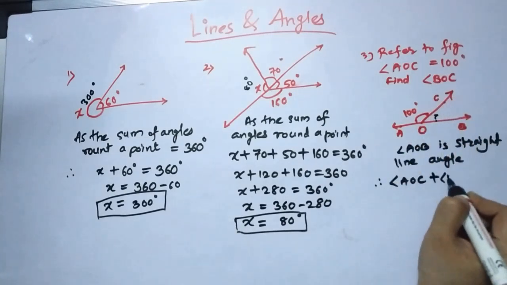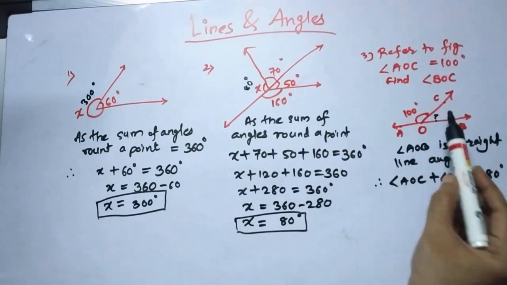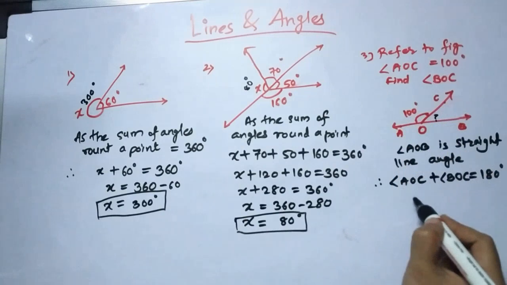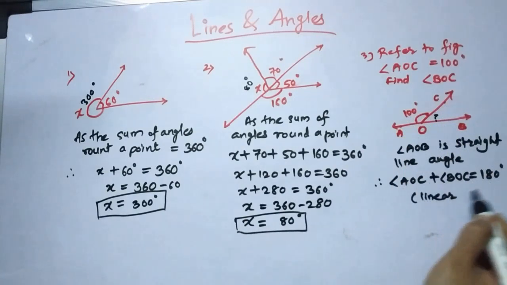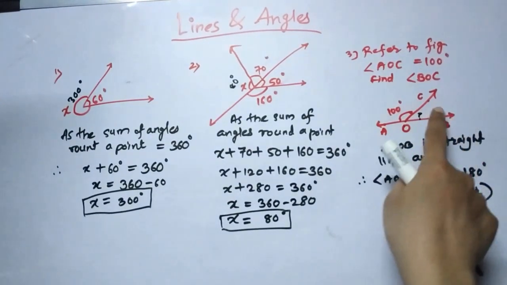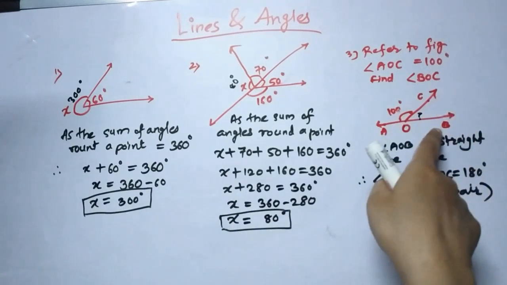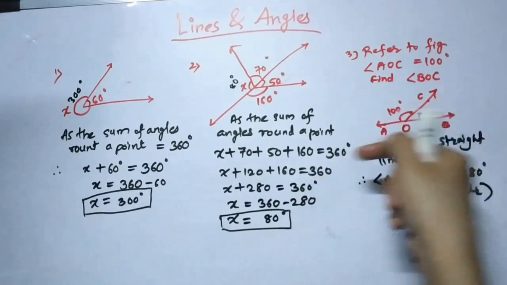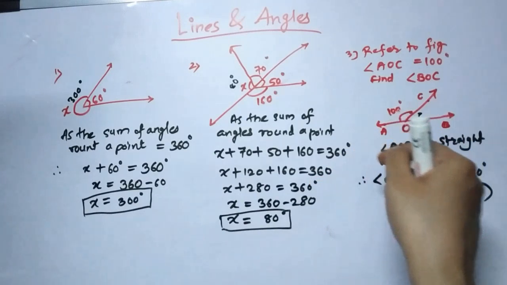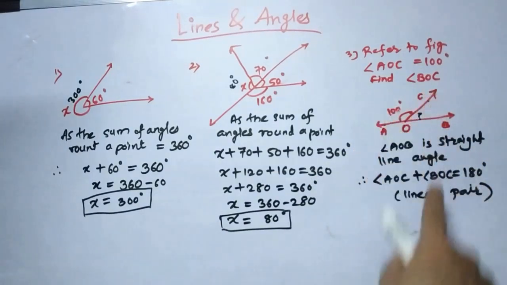is 180 degrees. Or you can say it is a linear pair. Friends, linear pair angles means two adjacent angles having one common arm, and the two non-common arms are in opposite directions. One arm is going this side and one is going this side. So friends, this is AOC and this is BOC, they are a linear pair.